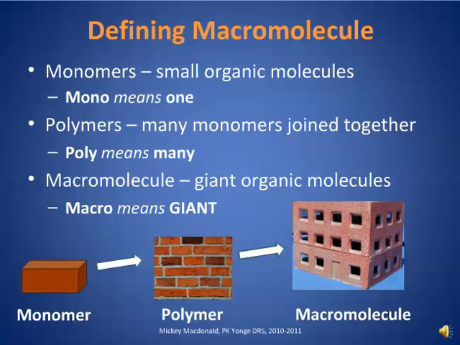And when polymers are joined together, they form giant molecules called macromolecules. Macro means giant. You can think of these macromolecules as the building that is made up of those brick walls. So, you need the bricks, or the monomers, to form the walls, the polymers, which when put together actually make up the building, or the macromolecules.